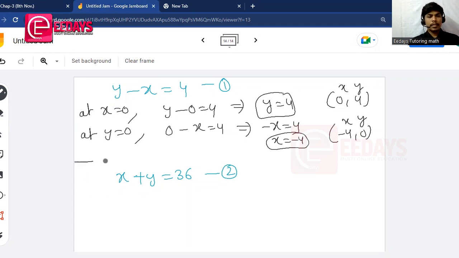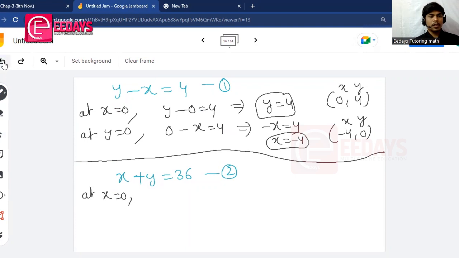Now coming to the second equation. This comes under the first equation. Coming to the second equation, at x is equal to 0. Let's do one thing, because we are getting a bigger value in that case. Okay, let's take x is equal to 20.